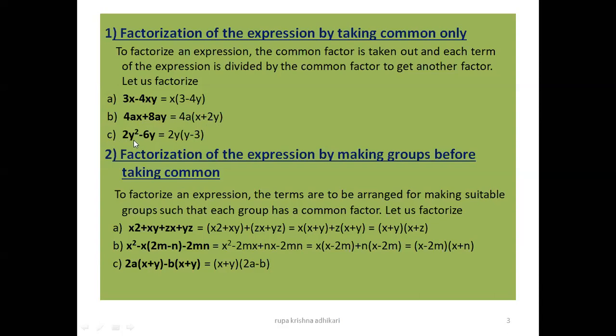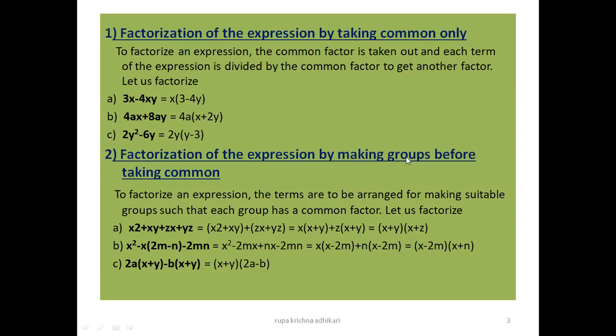Third example, 2y square minus 6y. You can see here 2 and 6. Out of 2 and 6, 2 is common, and y is common. So what is left over inside? y minus 3. Hence, this is the way of factorizing an expression of the first kind. Now let us go for the second kind.